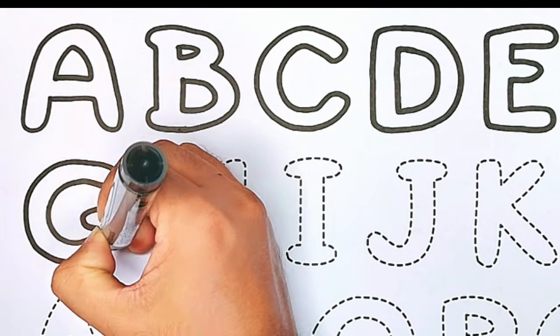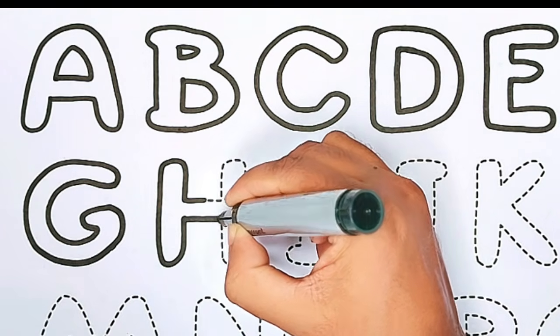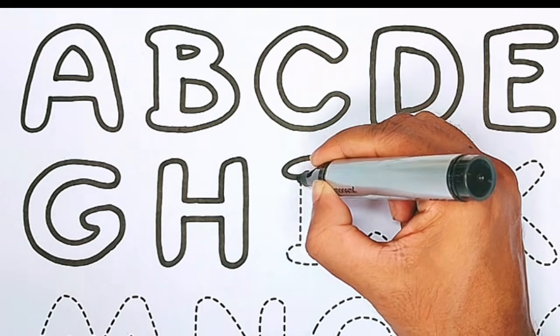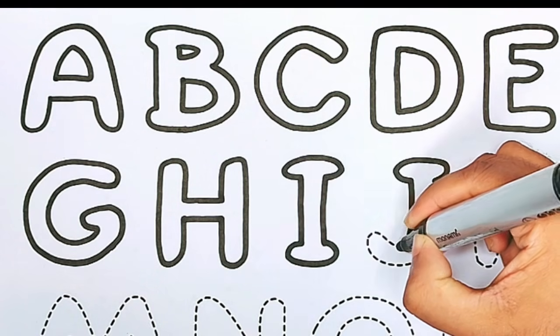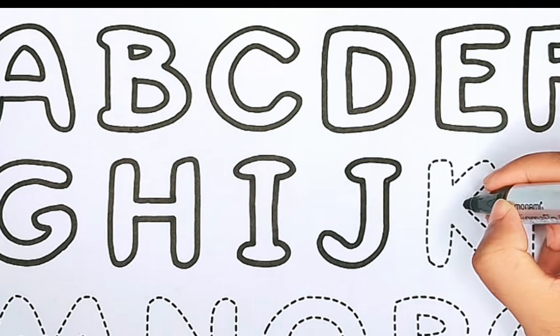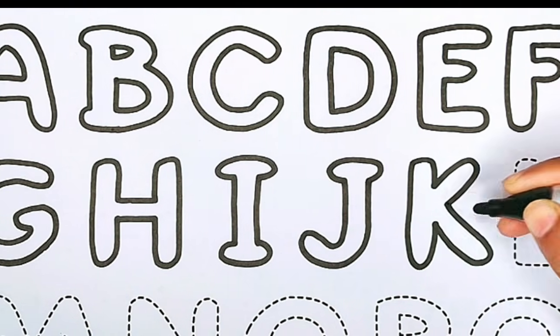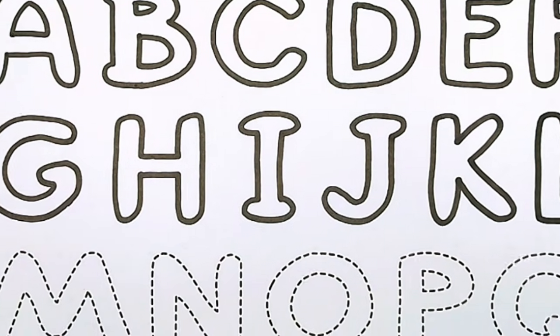G for grapes. H for heart. I for igloo. J for jug. K for kite. L for lemon.